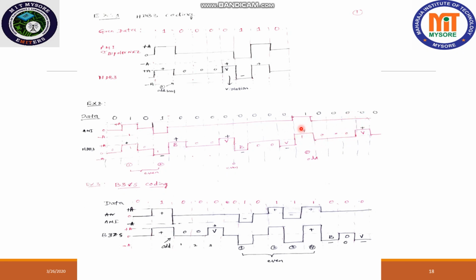You can see here there is only 1, correct, which is odd. After the violation, how many ones are there? Only 1. That's why we represent 4 zeros by 000V. If we had an even number of ones, then we should have represented it by B00V. Now it's only V. What is the sign of V? It should be the same as the previous one. I hope you have understood this.